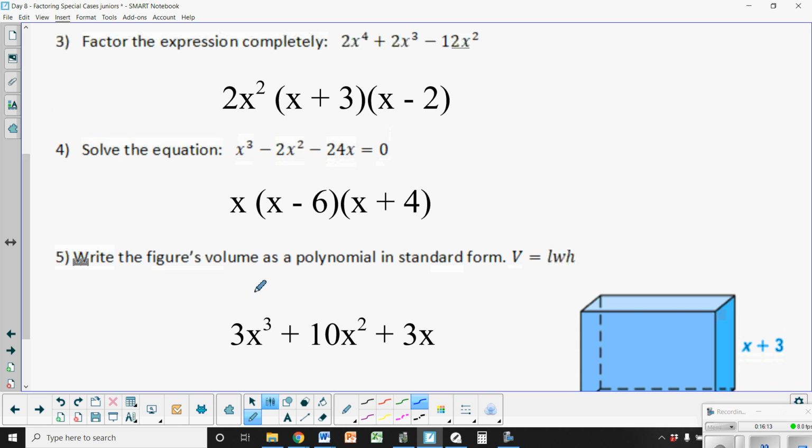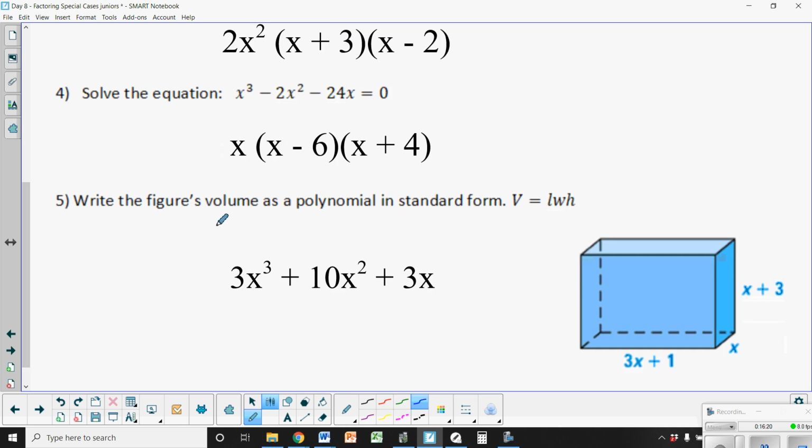One thing to note, make sure on number 5 that you're multiplying. It's length times width times height. So you're multiplying these 3 things. So you're multiplying 3x plus 1 times x, and then also times x plus 3. And I should really have volume equals that. We should say that there. So volume equals.